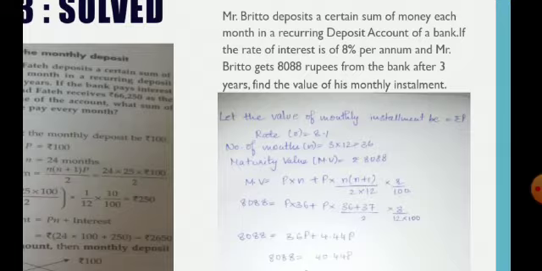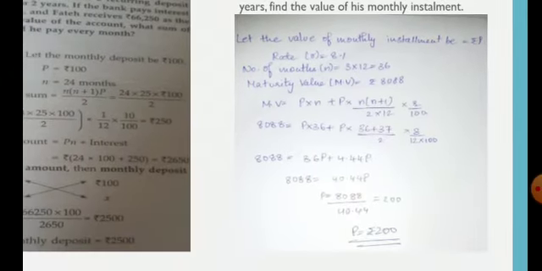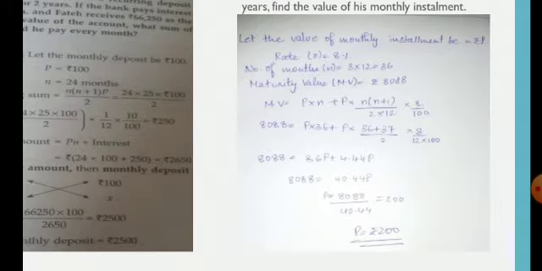We directly substitute in the formula. Maturity value is equal to P into N plus P into N into (N plus 1) upon 2 into 12 multiplied by 8 upon 100. On solving we arrive at the equation 8088 is equal to 36P plus 4.44P. When you add it, 8088 is equal to 40.44P. You solve it properly, you get 200.